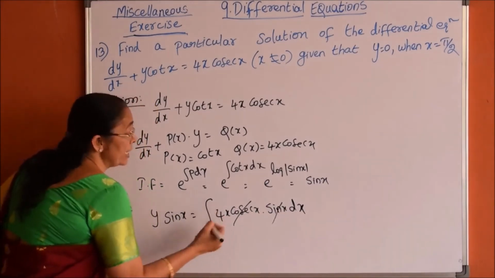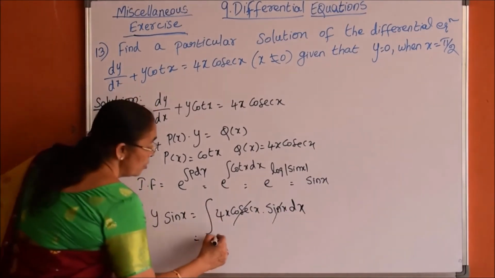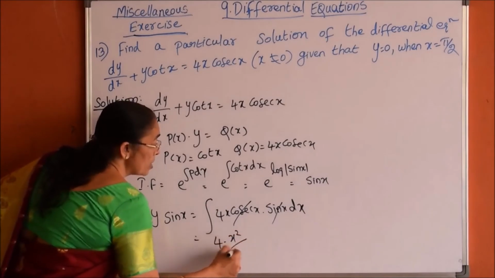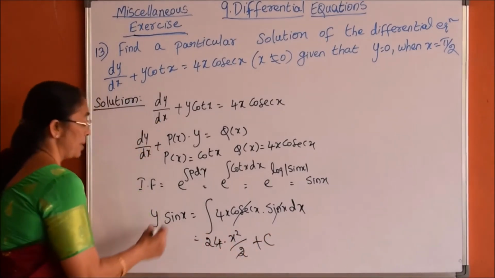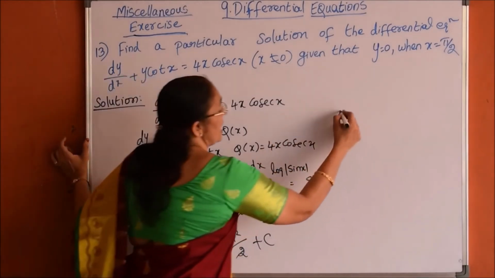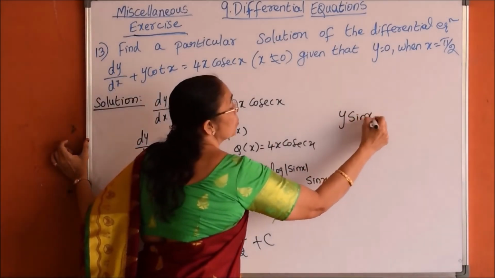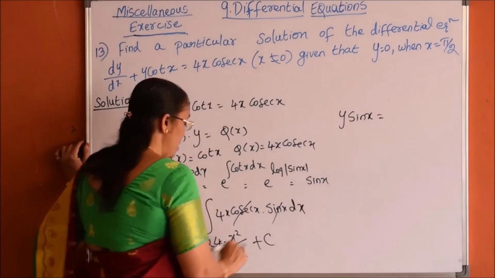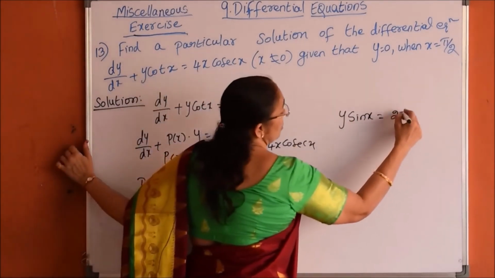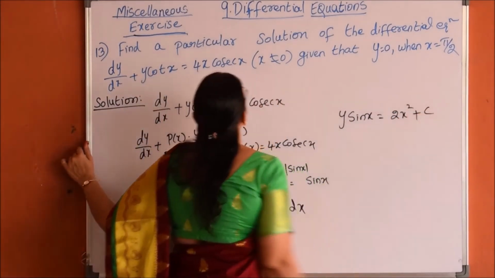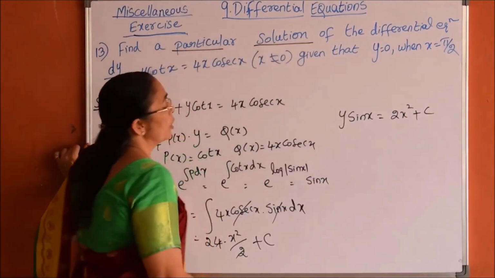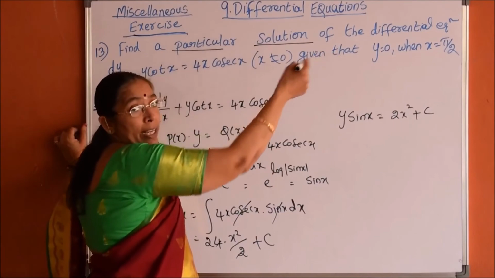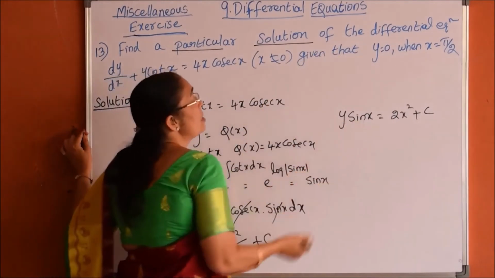We need only the integration of 4x dx, which is 4 into x square by 2 plus c. So this is 2x square. So y sin x is equal to 2x square plus c. The question is to find a particular solution, and the y and x values are given to find the c value.